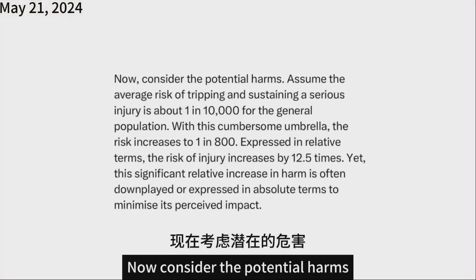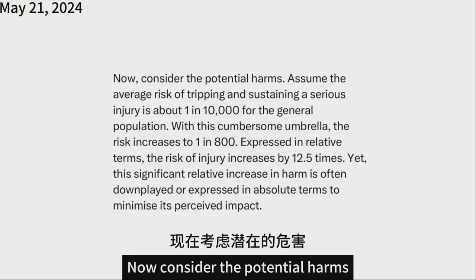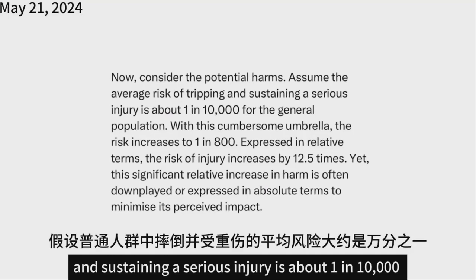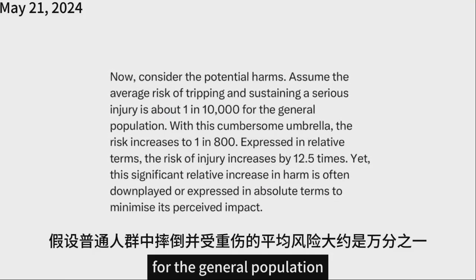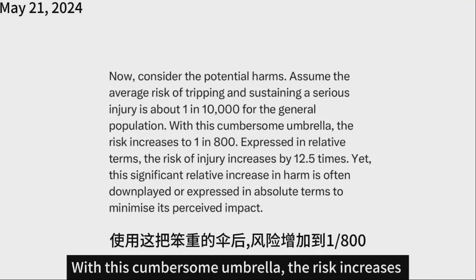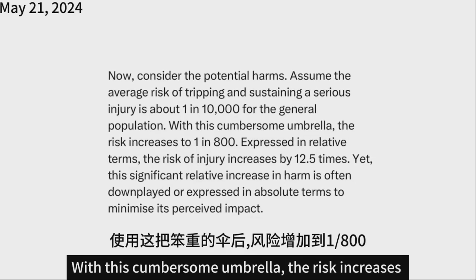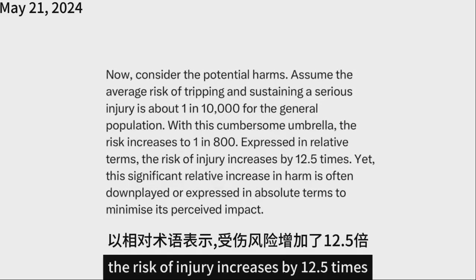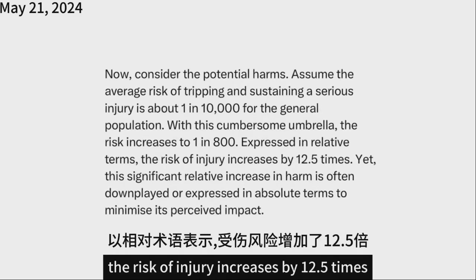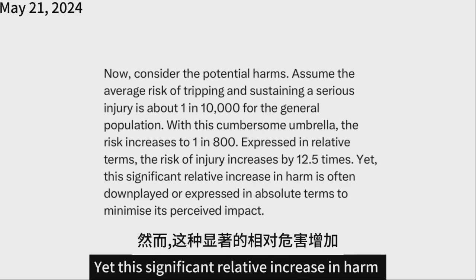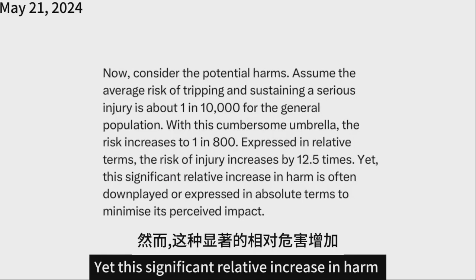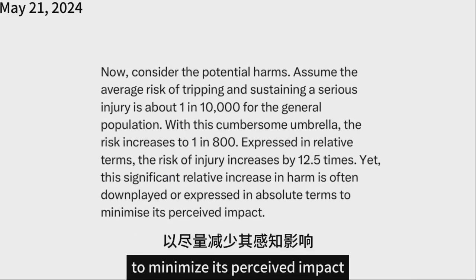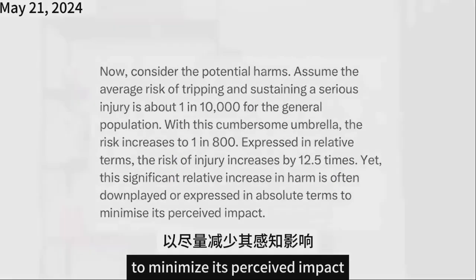Let's continue. Now consider the potential harms. Assume the average risk of tripping and sustaining a serious injury is about 1 in 10,000 for the general population. With this cumbersome umbrella, the risk increases to 1 in 800. Expressed in relative terms, the risk of injury increases by 12.5 times. Yet this significant relative increase in harm is often downplayed or expressed in absolute terms to minimize its perceived impact. Did you all follow that?